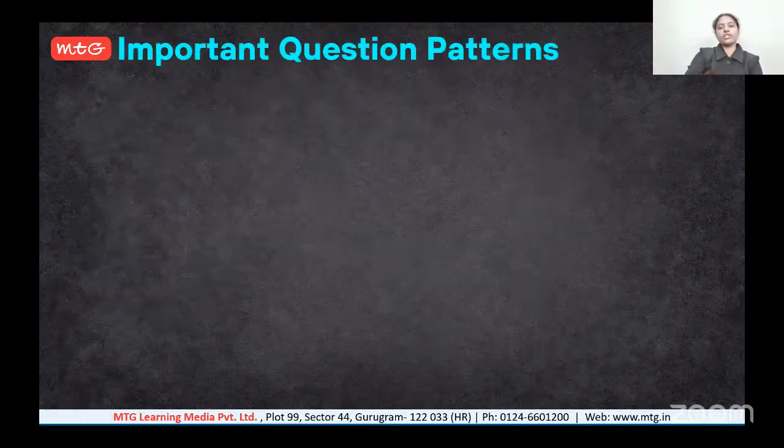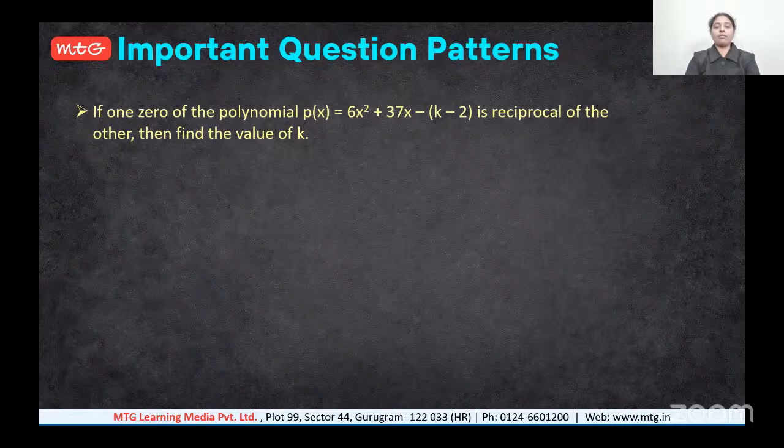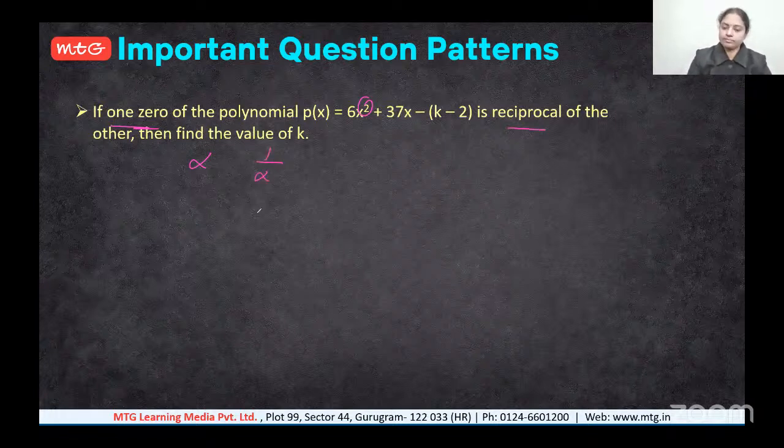Now let's see one more question of the same pattern. Here you have one zero of a polynomial that is a reciprocal of the other. There are 2 zeros because it is a quadratic polynomial. It's clearly seen, all of you can see it is a quadratic polynomial. So since it is a quadratic polynomial, it will have 2 zeros. Let the 2 zeros be alpha and beta. But I'm not taking it as alpha and beta. Why? They said one zero is the reciprocal of the other. So if one zero is alpha, the other zero is going to be 1 by alpha.